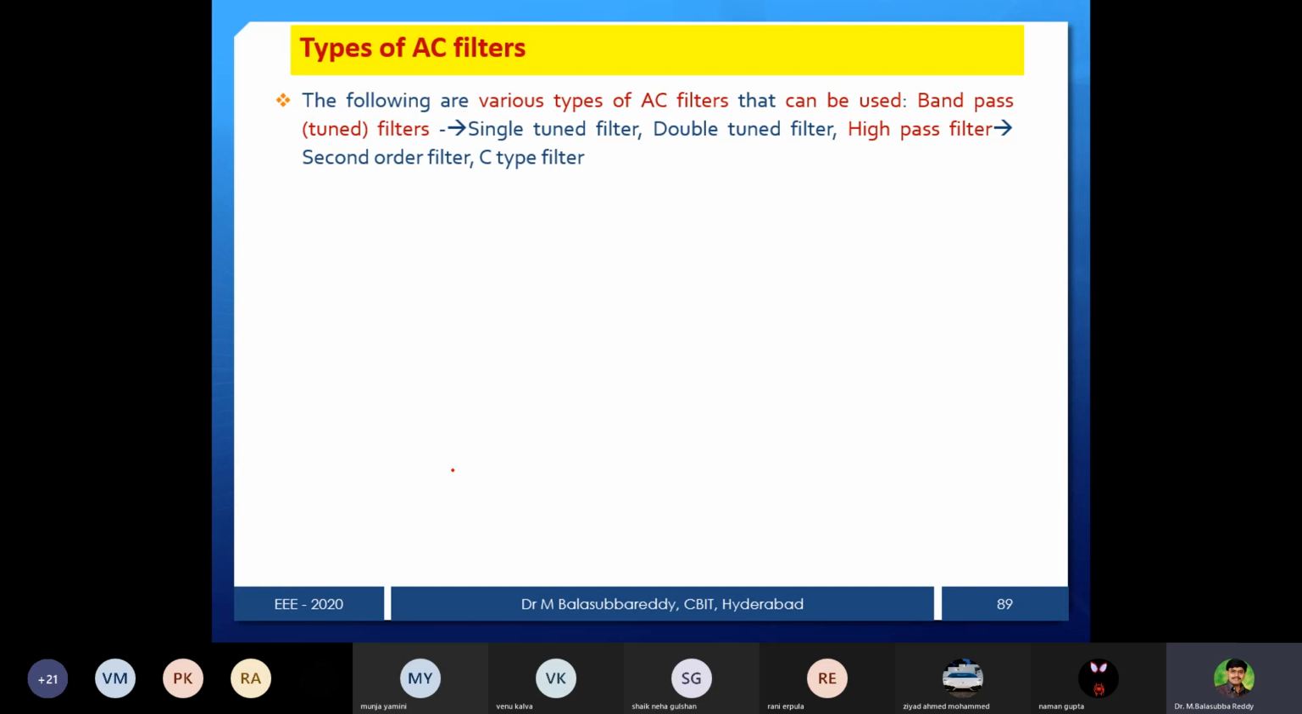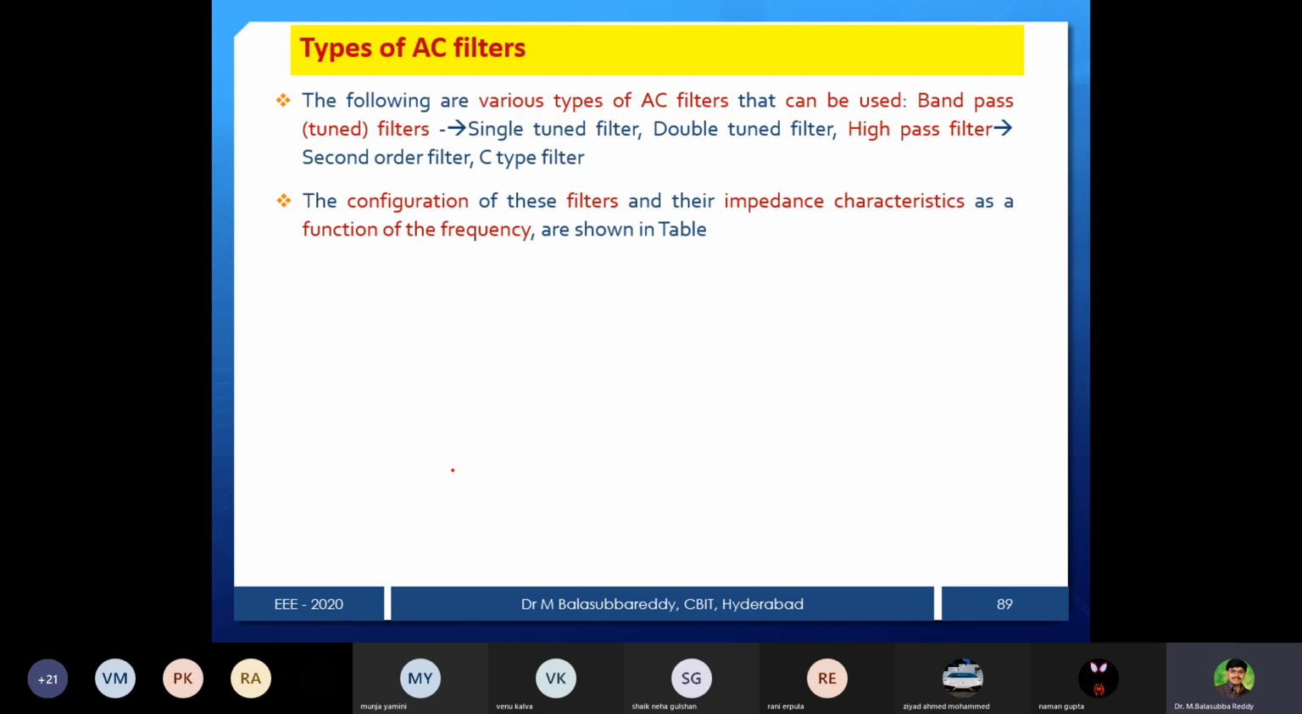Another one is the high pass filter, which we have as a second order filter and C type filter. So these are some of the types of filters. And another one is the configuration of these filters and their impedance characteristics as a function of frequency.